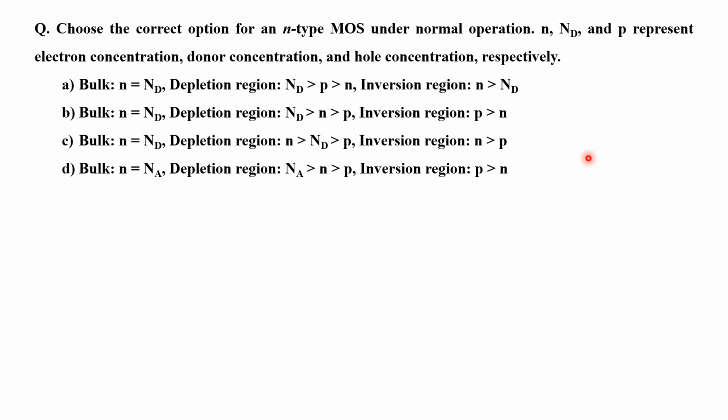Okay, tell me what happens in an N-type MOS under normal operation. How would the electron, donor and hole concentration be, without telling about depletion and inversion? I think in an N-type MOSFET, the drain and the source will be n-type, and the bulk will be p-type. Yes. Since we are saying n-type, the number of electrons is equal to the number of donors, like n equals ND. So that part is done. Then depletion region and inversion region.